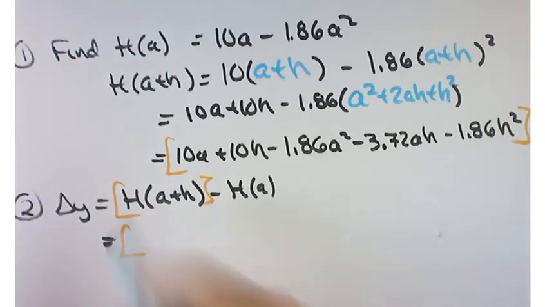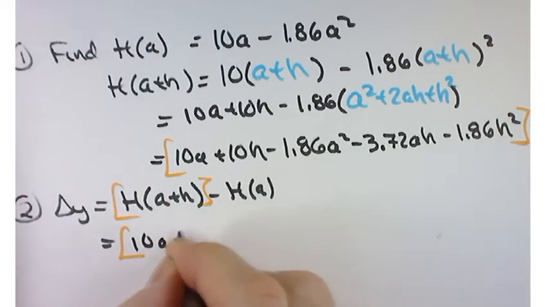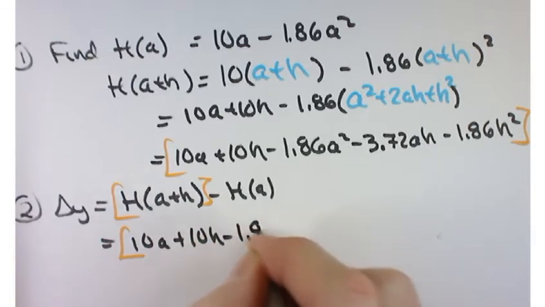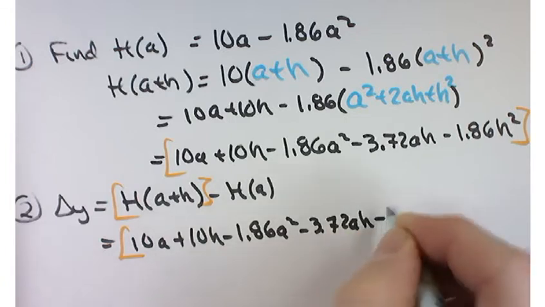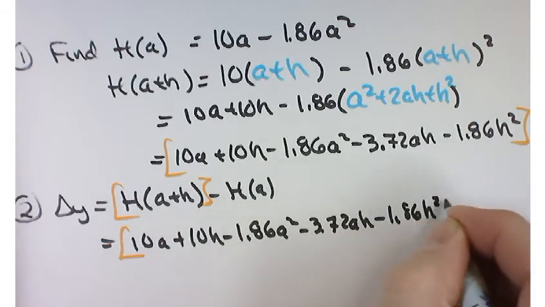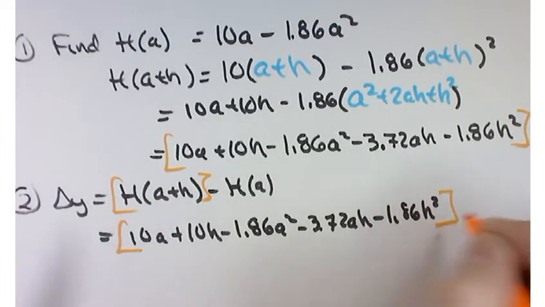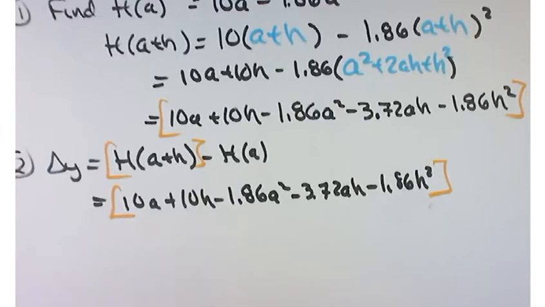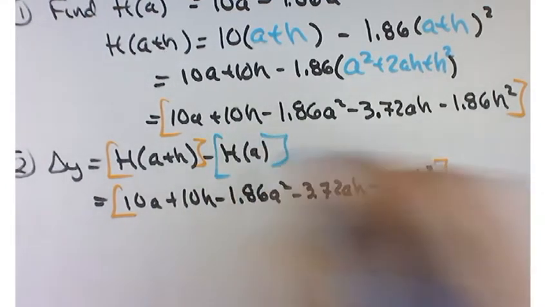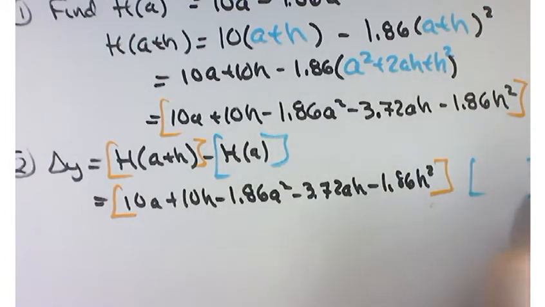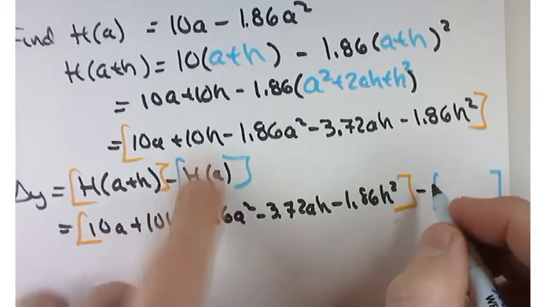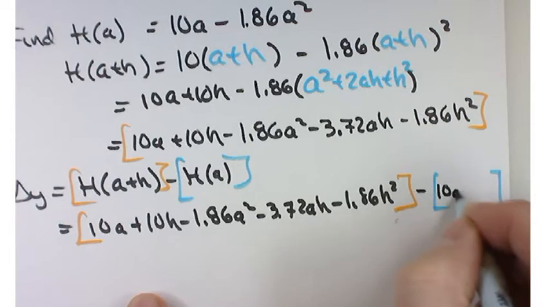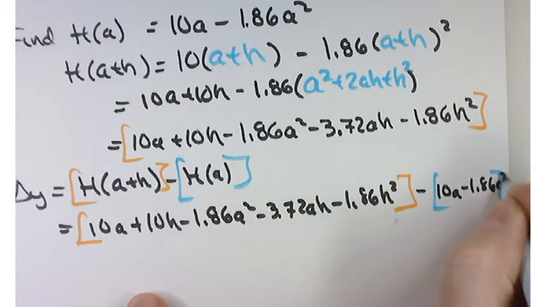Well, let me copy that down below. It's going to be 10a plus 10h minus 1.86a squared minus 3.72ah minus 1.86h squared. Wow, a lot of stuff there. But then I have to subtract h of a, so let's squeeze that in there. I'm going to subtract h of a, which is up here, 10a minus 1.86a squared.